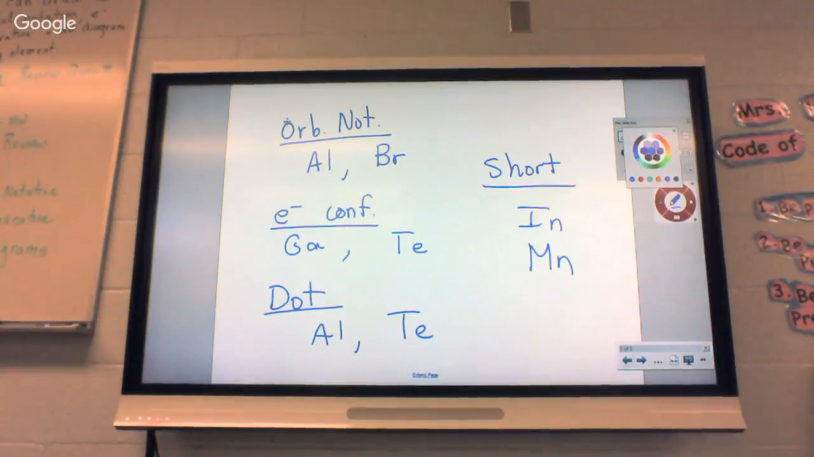Like where you got to do the dot diagram? I gave you elements that you already did the work for above, so you had less work to do with your dot diagram, instead of making you have to do the things over again.